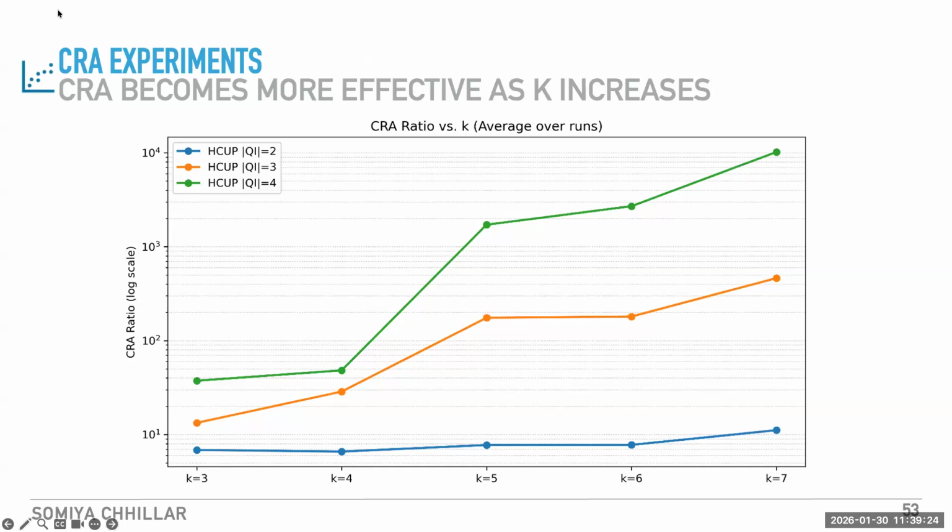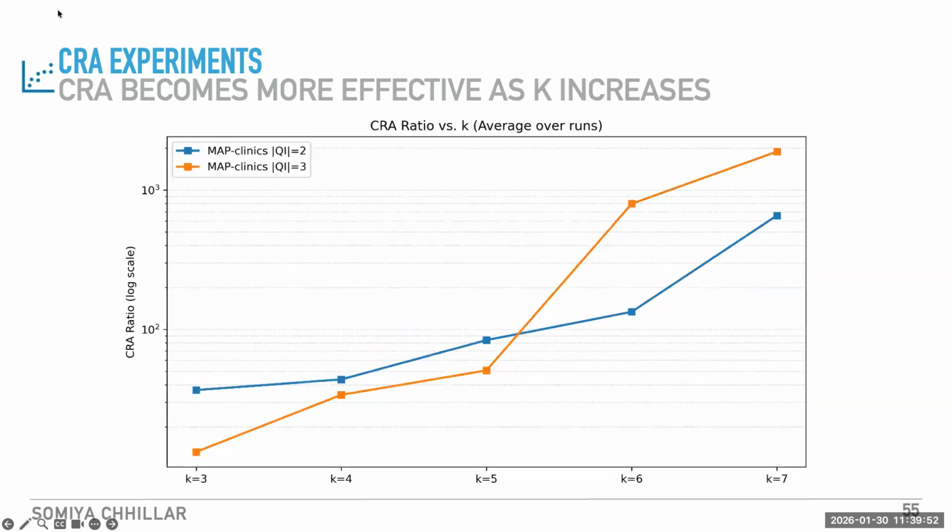So for our results, we saw that as the value of K increases, the CRA ratio increases as well. And this is very counterintuitive because larger K means bigger buckets, bigger groups, and the probability of identifying someone out of them is 1 over K, and that should mean more privacy. But our attack becomes more effective with higher values of K. And this is for the map clinic data set. We saw a similar result there, but the CRA ratio was as much as 10 to 3.